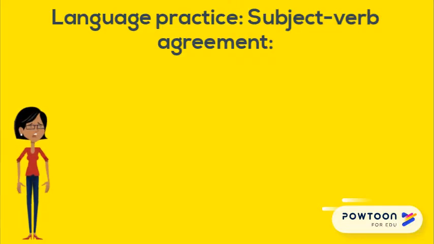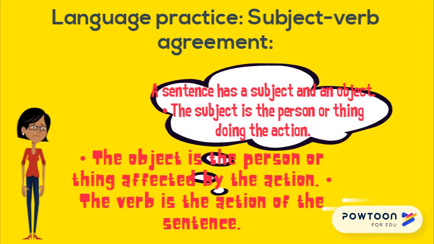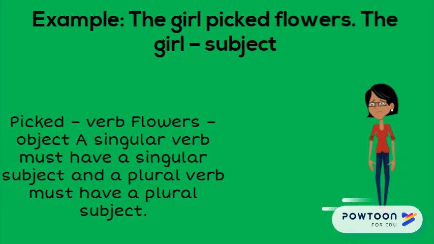Subject-verb agreement. A sentence has a subject and an object. The subject is the person or thing doing the action. The object is the person or thing affected by the action. The verb is the action of the sentence. For example, the girl picked flowers. The girl is the subject, picked is the verb, flowers is the object. A singular verb must have a singular subject, and a plural verb must have a plural subject.